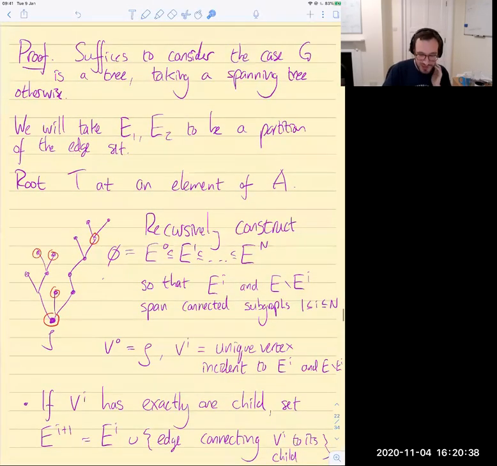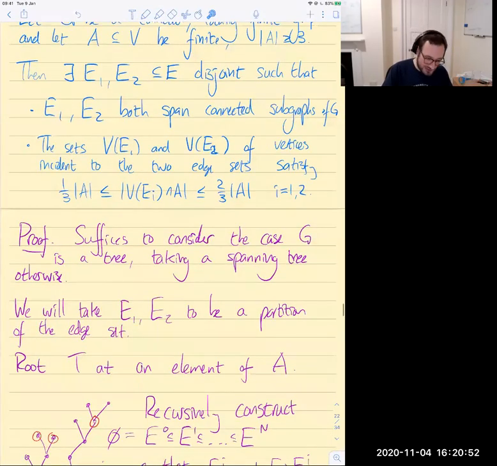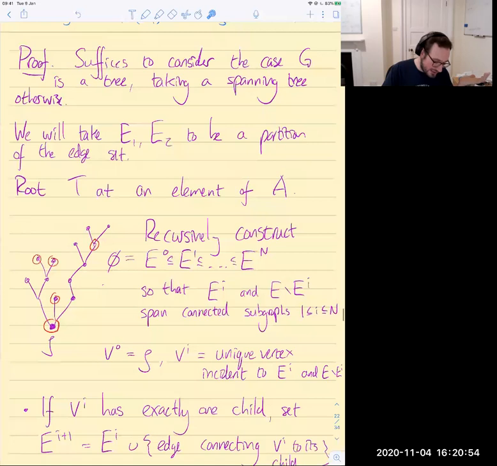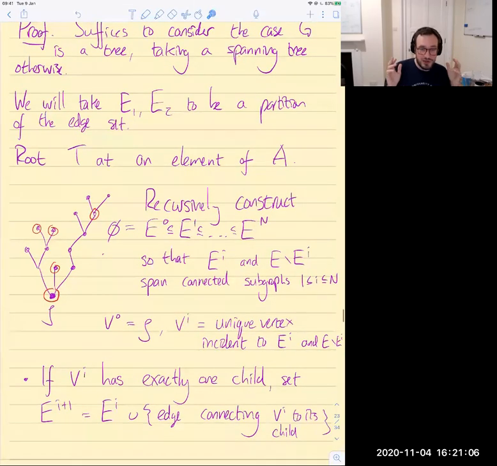We're just going to construct this partition in a greedy way. First of all, it suffices to consider the case that G is a tree, because if this is true for a subgraph of G, then it's true for G as well. I can always take a spanning tree. So let's assume G is a tree, and in this case we'll take these two sets, E1 and E2, to be a partition of the edges of the tree. Let's call it T now. But remember, I need to make sure it's not just a partition, but a partition into two sets that span connected subgraphs of T.